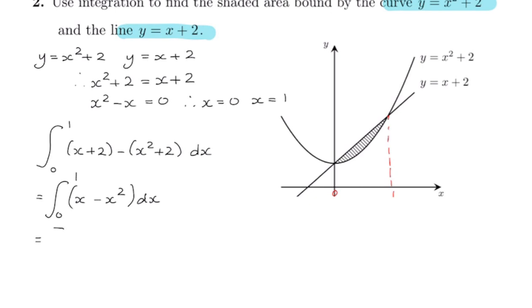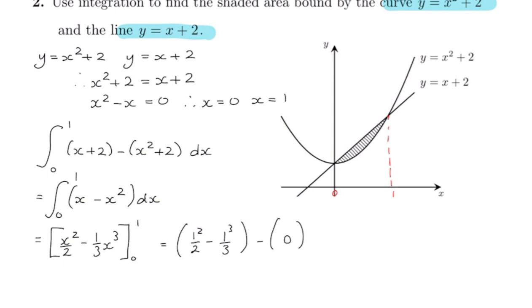If we then integrate that into our square brackets, we're going to get x squared over 2, or a half x squared, minus a third x cubed. Between 0 and 1, we're going to put our top limit in. So it's 1 squared over 2 minus 1 cubed over 3. And then when the bottom limit goes in again, you get 0. And if you sort that out, you get a sixth. And the answer is 1/6 of a square unit.